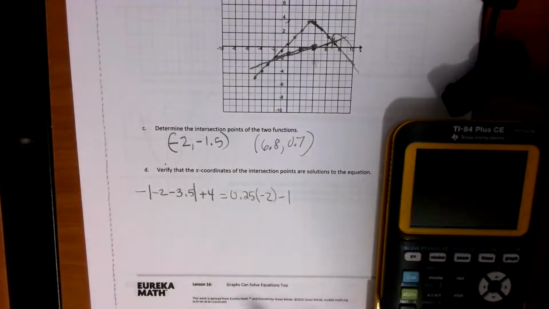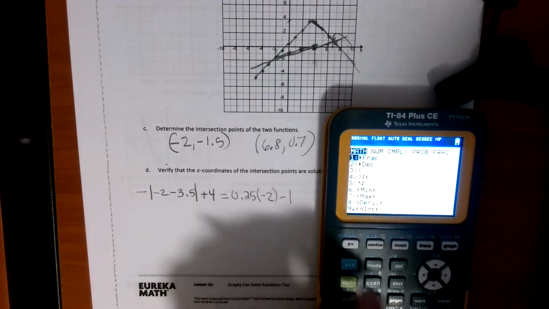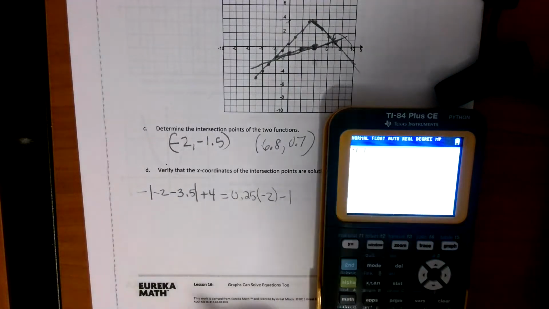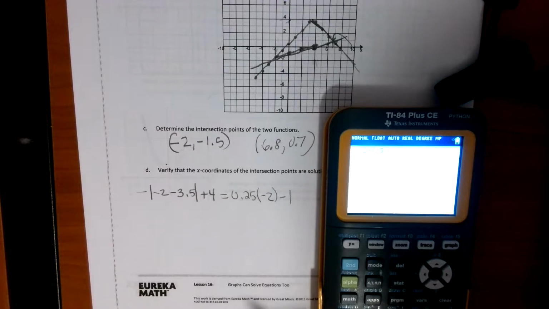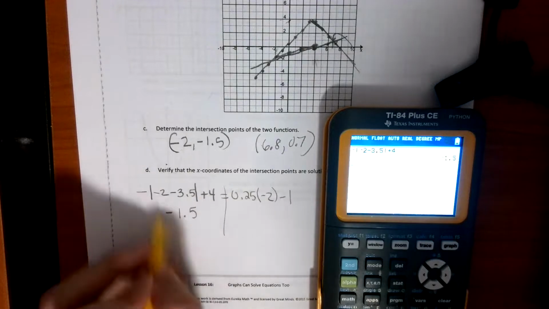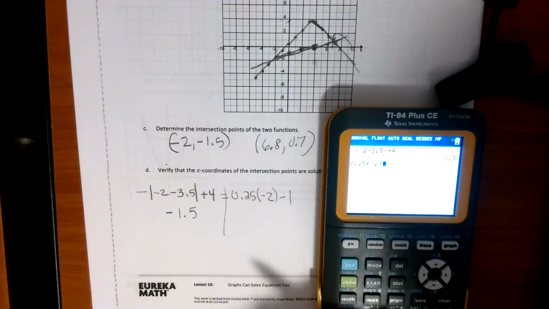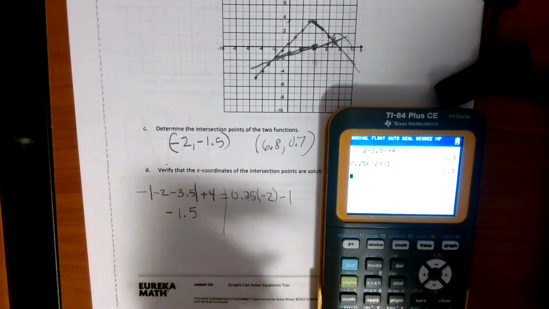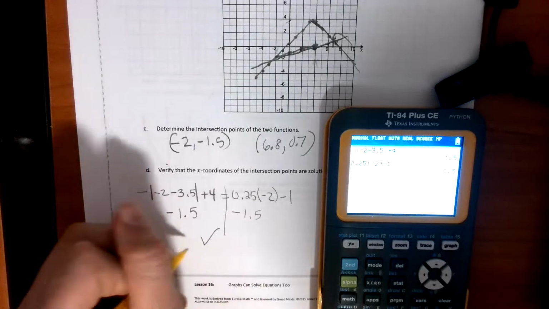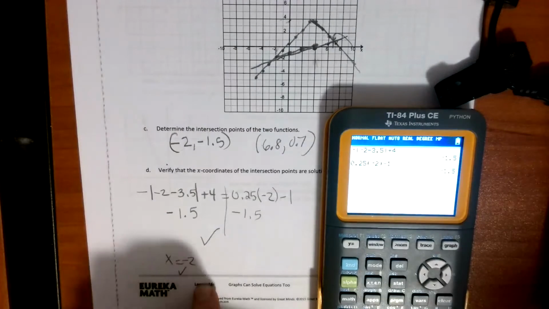So we can actually get out of that, and we get back into normal function calculator, and we're going to go negative. We still have to do math, num, get an absolute value. And we can go -2 minus 3.5, get out of the absolute value, put a +4, and we get an enter. And we get, on this side, -1.5. So now we got to put the other stuff in the calculator, 0.25 parentheses, -2 parentheses, -1, enter, and we get a -1.5. So we know that x equals -2 is correct.